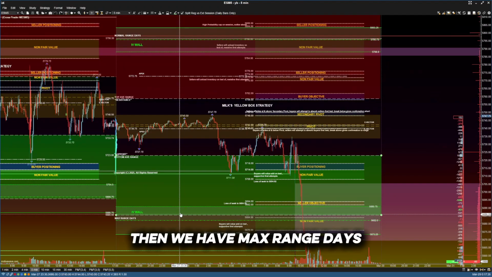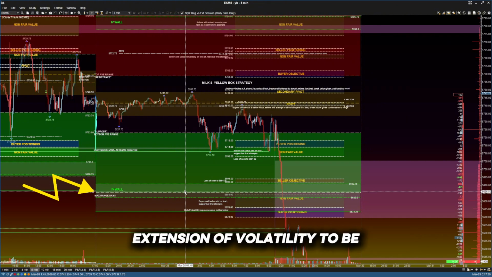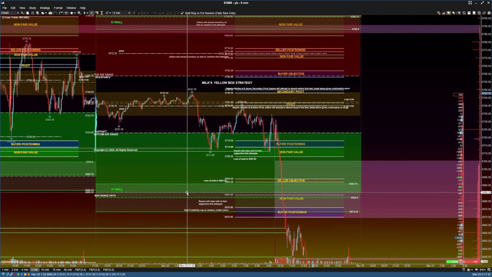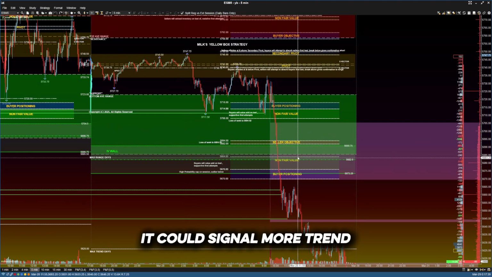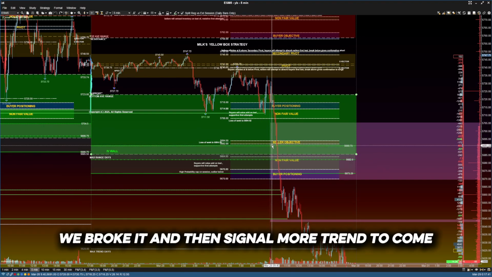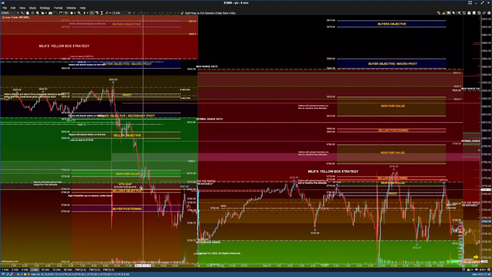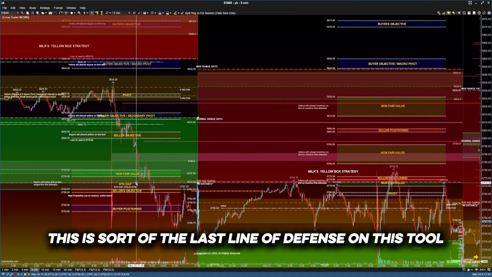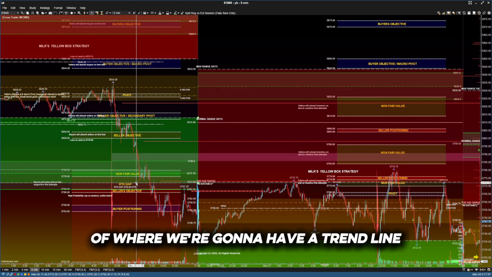Then we have max range days. So this is where we expect the maximum extension of volatility to be on our typical range day. And then once we break it, it could signal more trend. So as you see, we broke it and that signaled more trend to come. And it tends to be very supportive and resistive. So as we can see, this is sort of the last line of defense on this tool from a volatility standpoint of where we're going to have a trend line if we break.